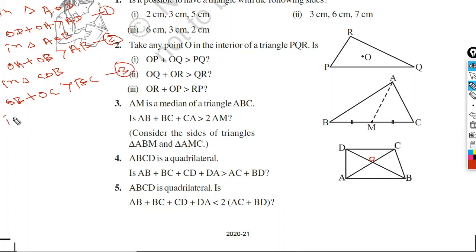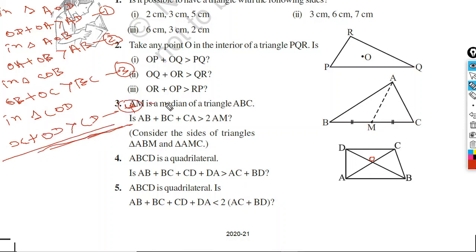In triangle COD, we have OC plus OD greater than CD. Right, statement 4. Now add all the 4 statements: statement 1, 2, 3, 4.